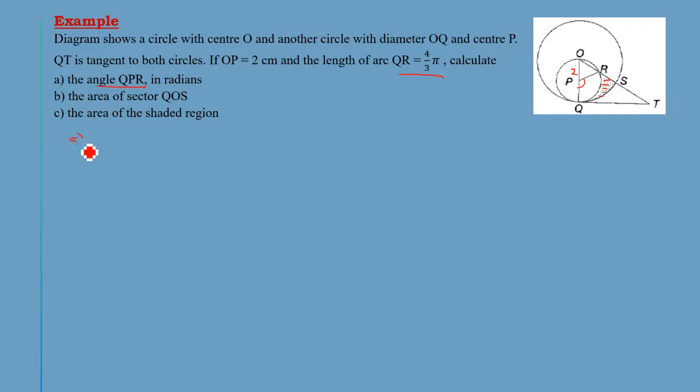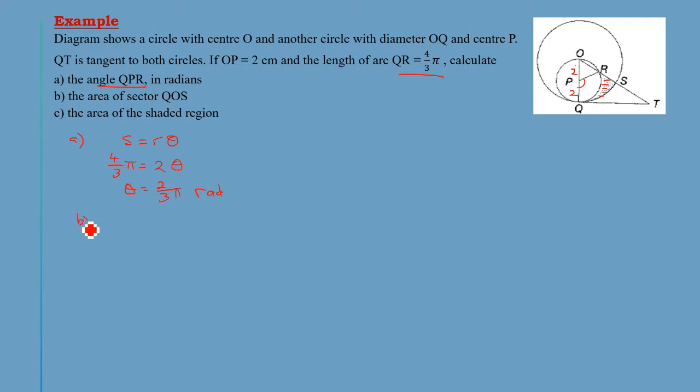So to solve A, we use the formula for length of arc. We are given the length of the arc is 4/3 pi. Since this is the smaller circle, the radius is given as 2. The center is P. So 2 times your theta. So what will be your theta? 2/3 pi. This is in radian form. That answers your first part.